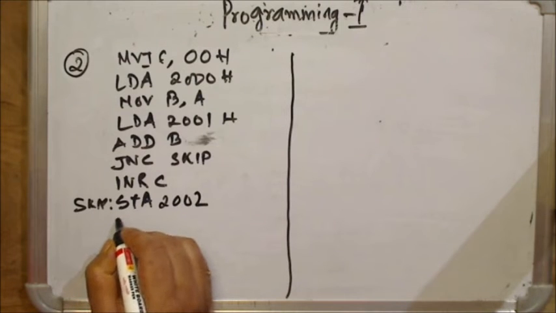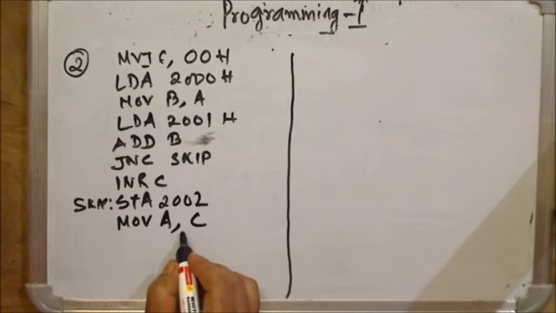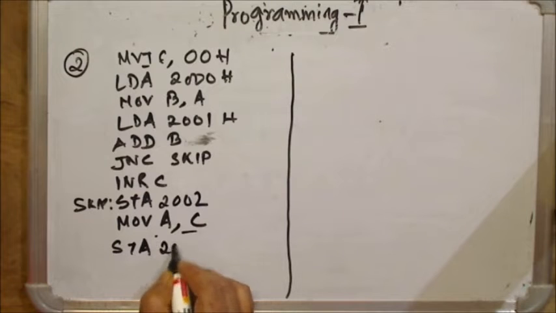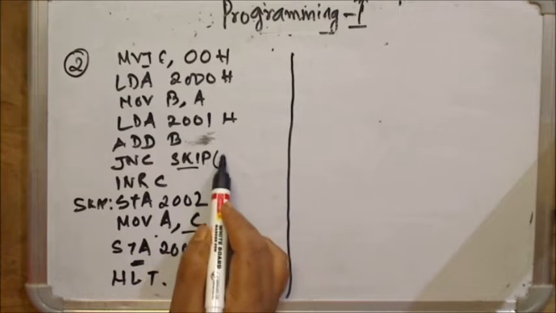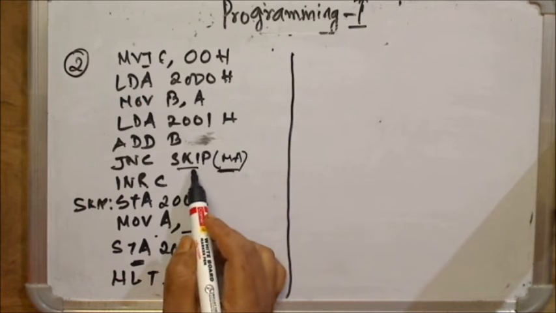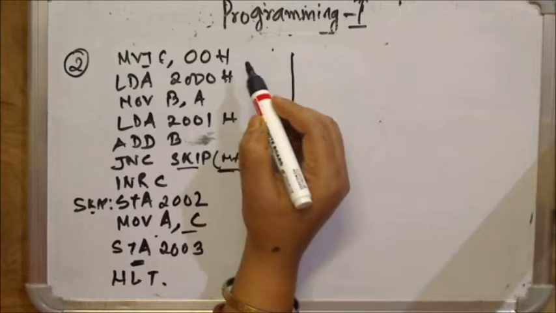Then we will move the carry into the accumulator, and then STA 2003. We will move the data of the carry register into 2003, and then we will end the program. So skip is basically a memory address. If you compile it, the assembler will take the memory address and will jump here. So this is a particular memory address.